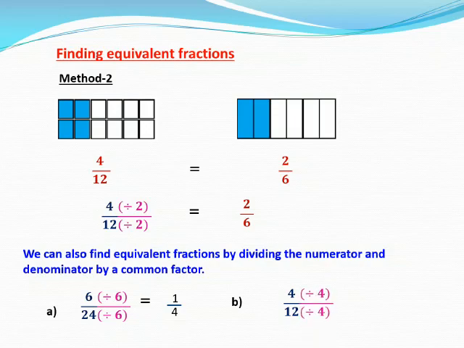When we divide by 4, numerator 4 by 4 is equal to 1. And the denominator, when we divide by 4, we get 3. So we can see that 1 by 3 is an equivalent fraction of 4 by 12. See the textbook exercise 6A, page number 81.